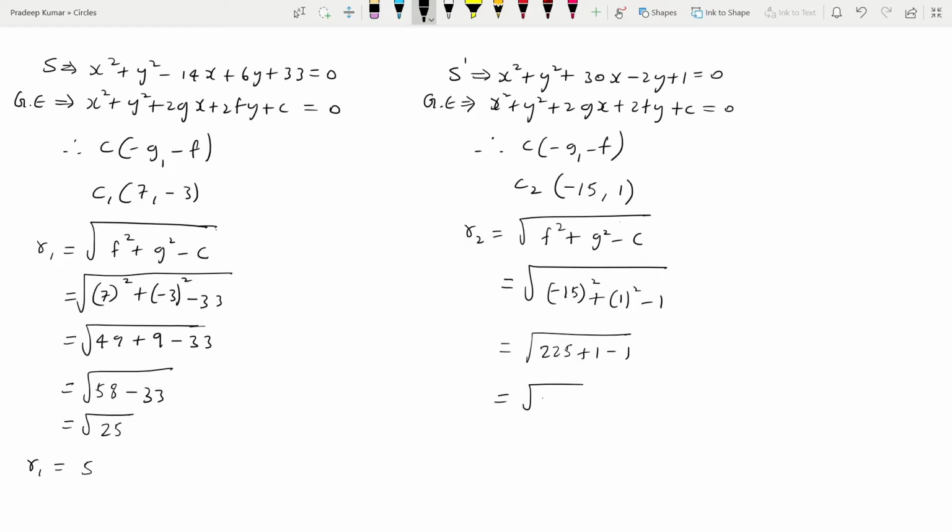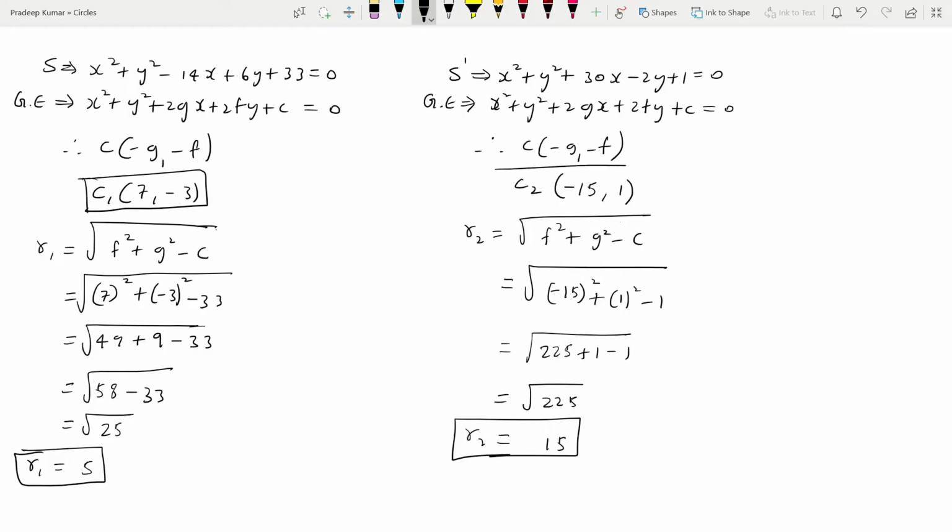So root of 225 is nothing but 15. So the first radius we got as 5, and the second radius we got as 15, and the first center we got as 7 comma minus 3, and the second center we got as minus 15 comma 1.